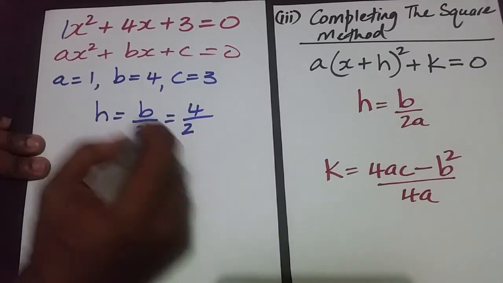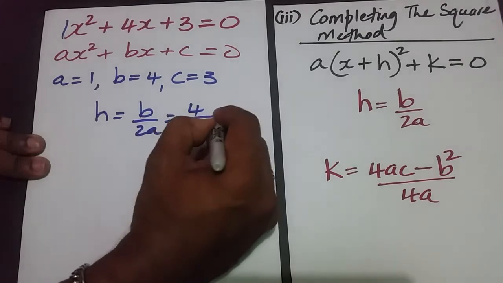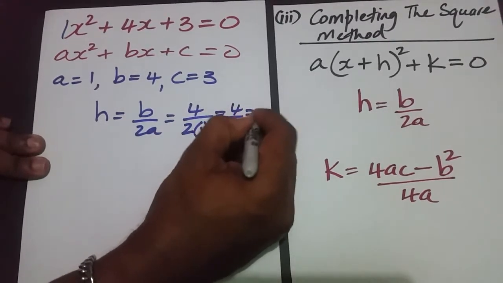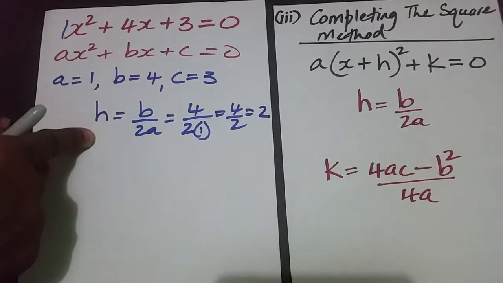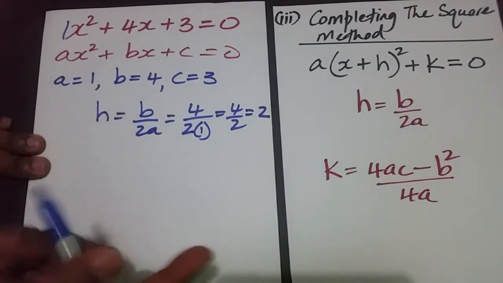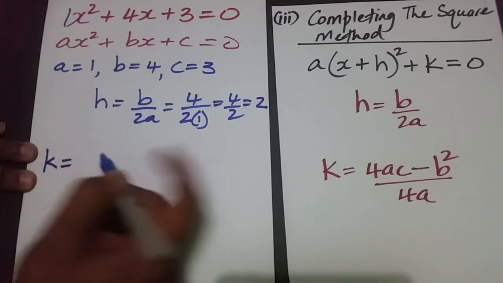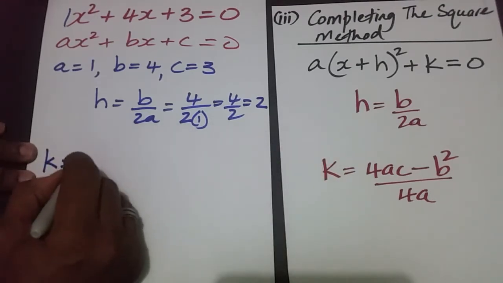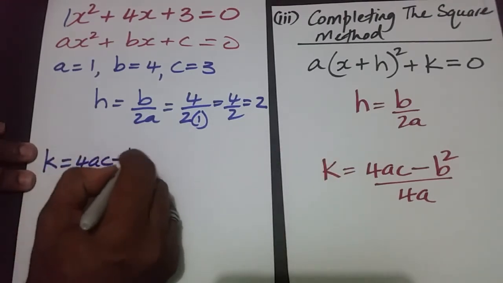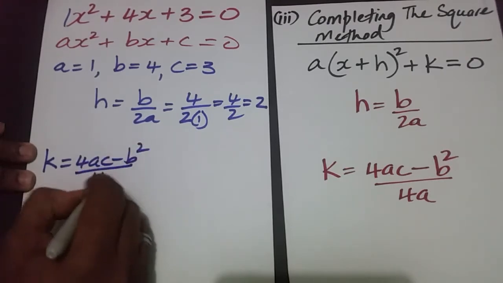To find h is simply b over 2a, which means b is 4, and we have 2 times a, which is 1. So we have 4 over 2, which is 2. So the value of h is in fact 2. We found h already, and let's go ahead and find k now. So k, using this formula, is equal to 4ac minus b squared over 4a.